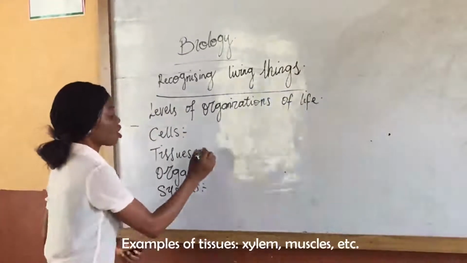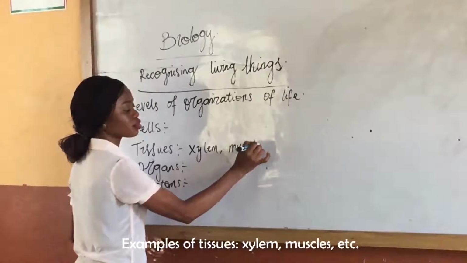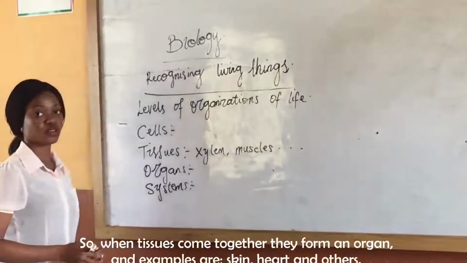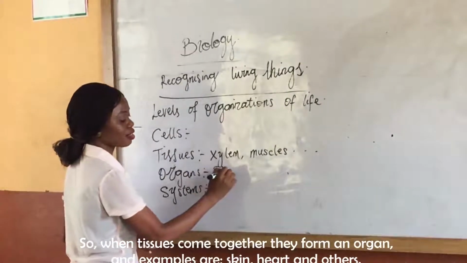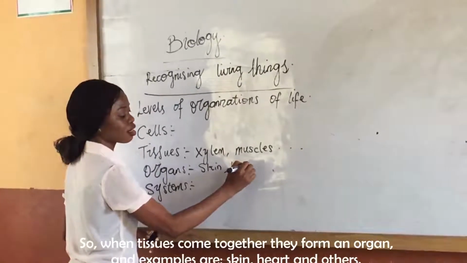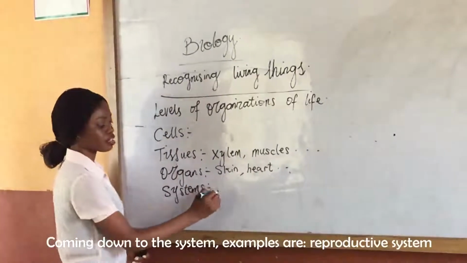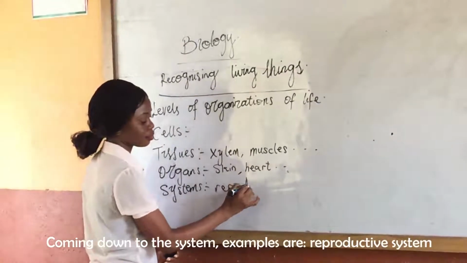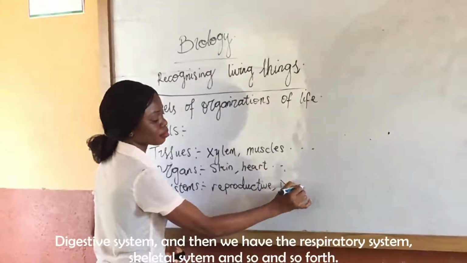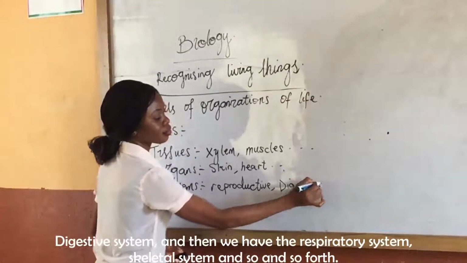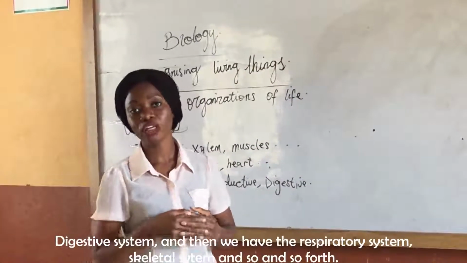So we have examples of tissues. We have our xylem, muscles, and so on and so forth. Then when these tissues come together, they form what? Organs. We have things like our skin, the heart, and so on and so forth. Then when we come to system, we have our reproductive system, digestive system, then we have the respiratory system, the skeletal system, and so on and so forth.